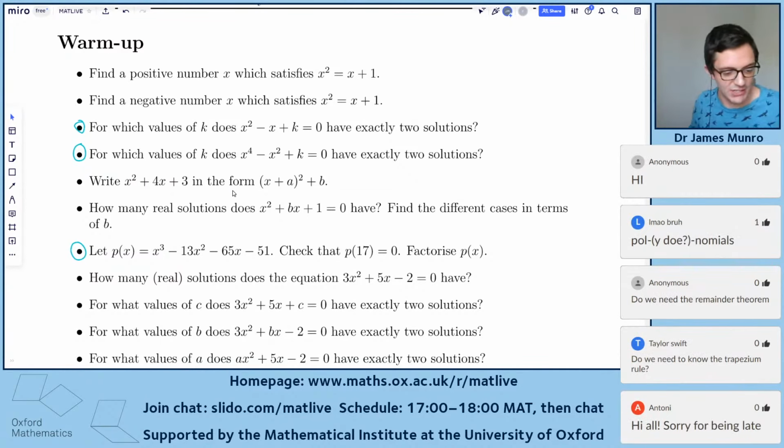Taylor Swift in chat says, do we need to know the trapezium rule? Which is a good question. Trapezium rule used to be on the MAT syllabus, no longer on the MAT syllabus, so you don't need to know what the trapezium rule is. We've actually covered now the entire MAT syllabus in the first 8 episodes of this MAT Livestream, finishing with this one. We've gone backwards through the MAT syllabus, but that's it. That's now all of the maths on the MAT syllabus.